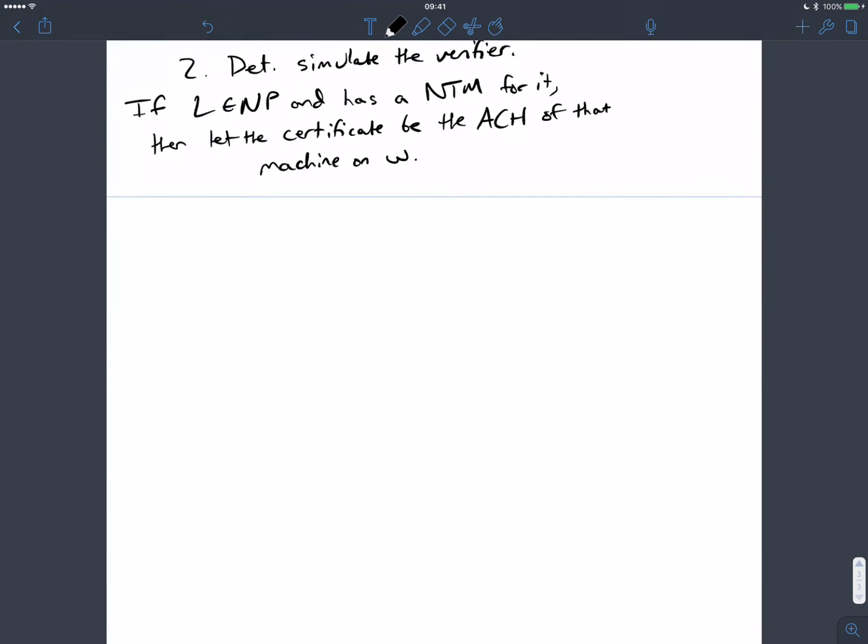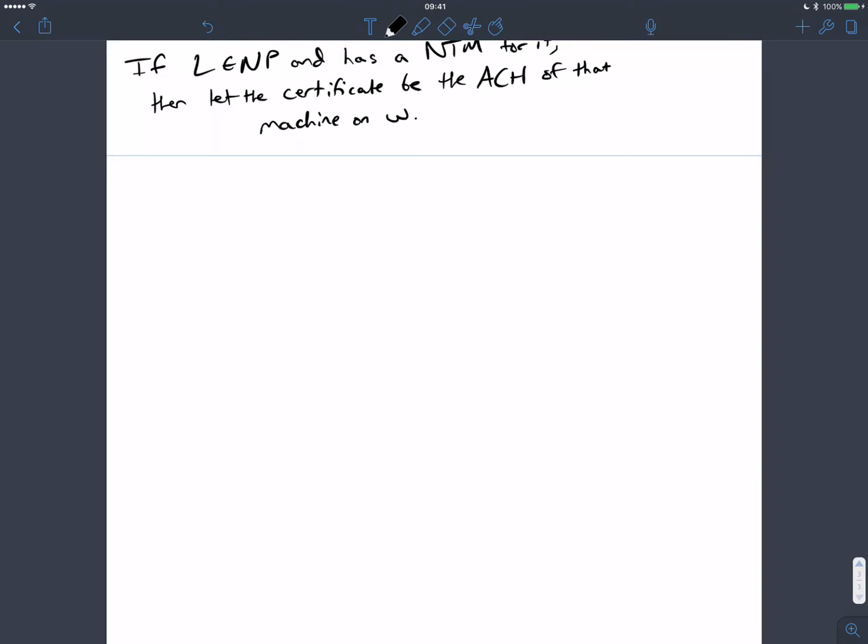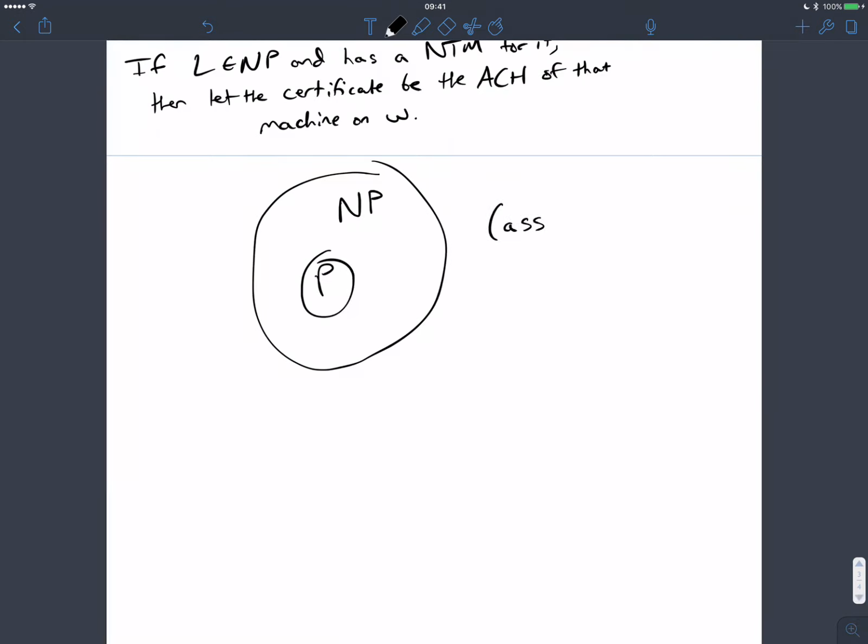Okay, so let's take a look at what the world would look like according to most theoretical computer scientists. This is not a proven world, unfortunately, but it's what most people think. So we're going to assume, unless I tell you otherwise, that P is not equal to NP.